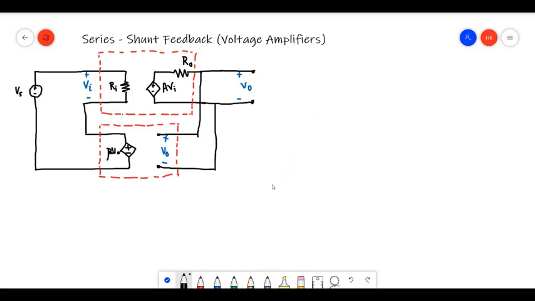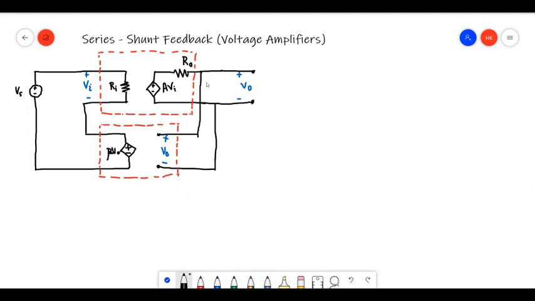Okay, so first of all, let's take a look at this series shunt feedback topology. So that is actually voltage amplifiers. This is a general structure of a voltage amplifier. This upper part is the amplifier, and this lower part is a feedback network with the feedback factor beta, and the open loop gain of this amplifier is A. So you can see that the input voltage of this amplifier will be amplified by a factor of A.